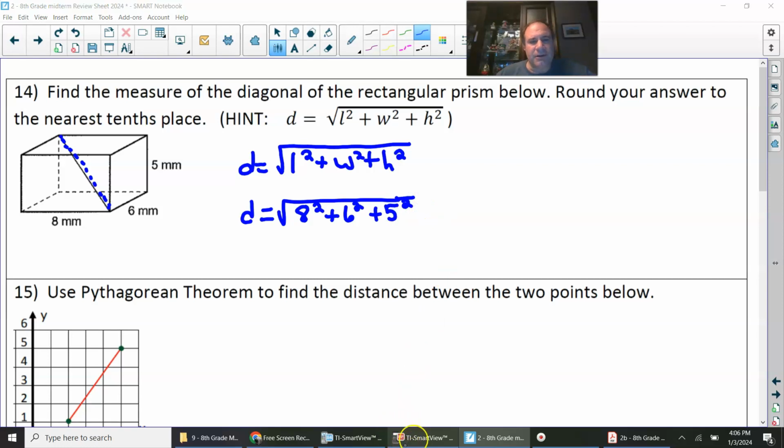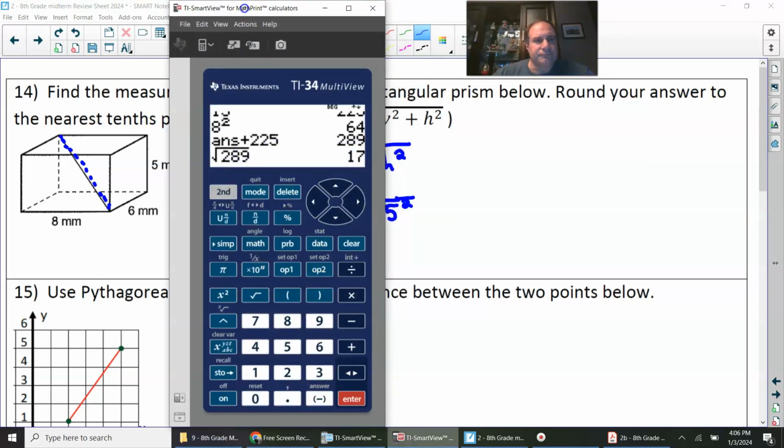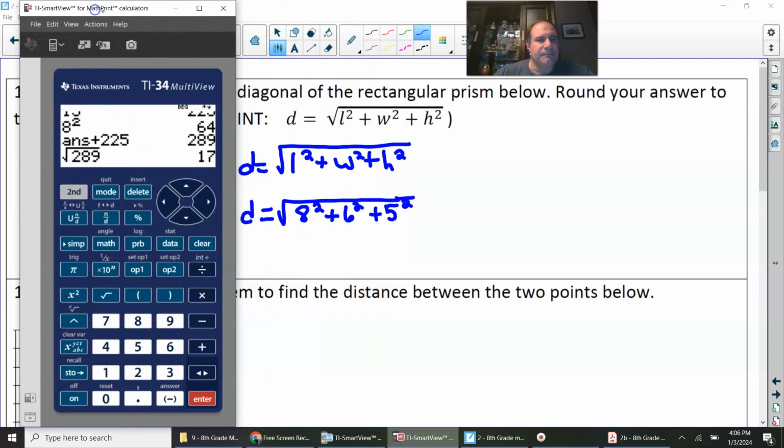So then you grab your calculator. I'm going to move this over, and I'm going to clear this out. So you put this entire thing inside the calculator. So we're going to press second function. No, we're not going to press second function. I lied. We're going to press square root. And underneath, we're going to go 8 squared plus 6 squared plus 5 squared.